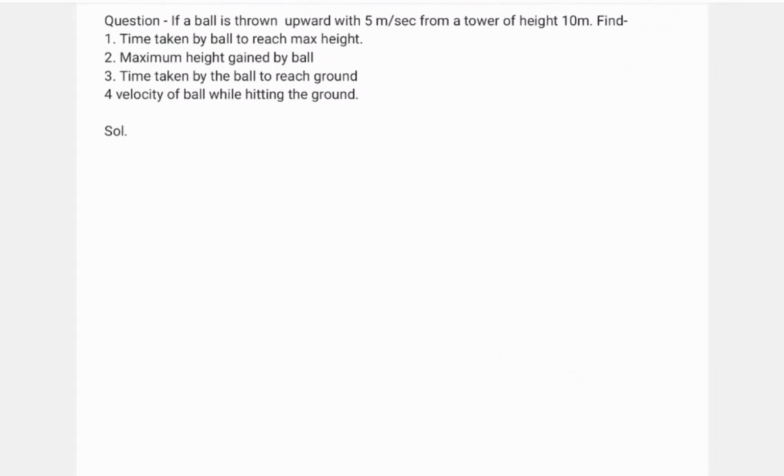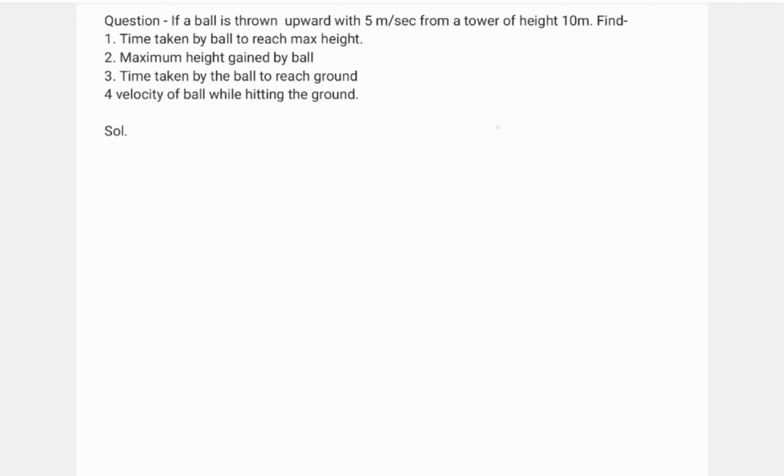Okay, now look at the next question. Read the question first. If a ball is thrown upward with 5 meters per second from a tower of height 10 meters, find. Okay. Before discussing about this question, I need to mention a few things.